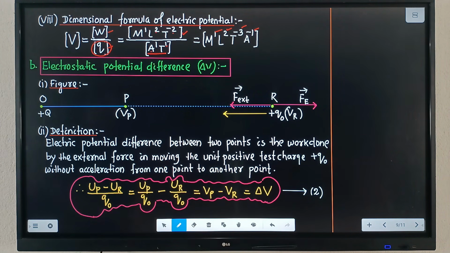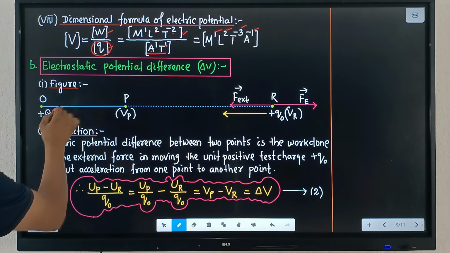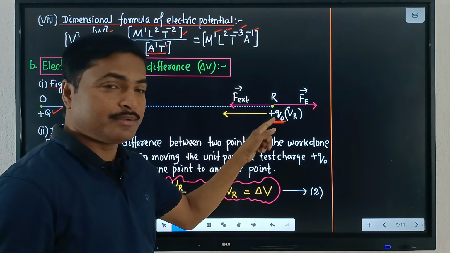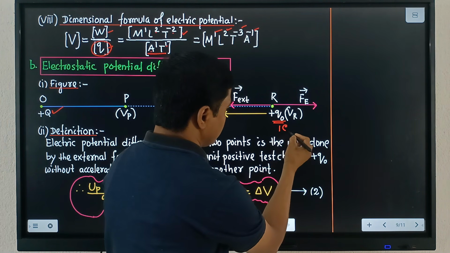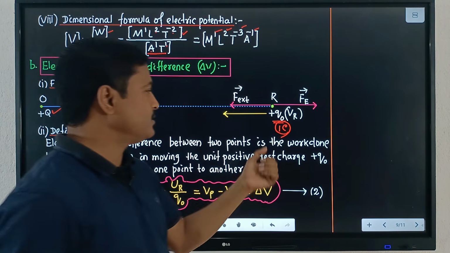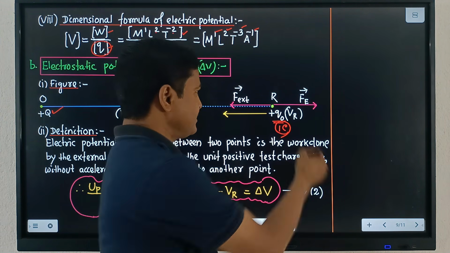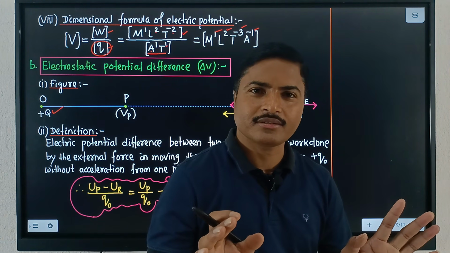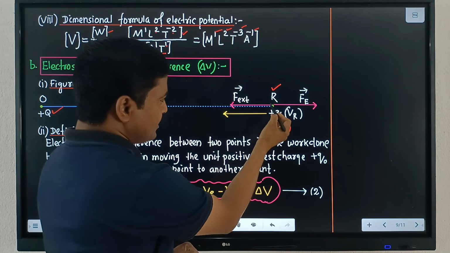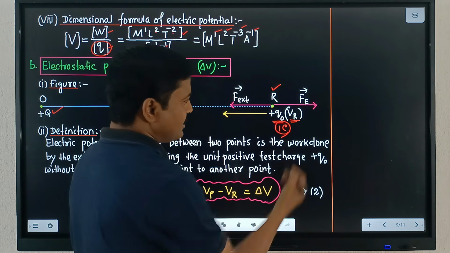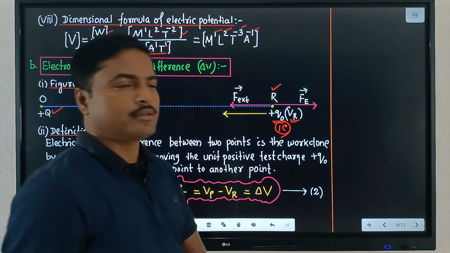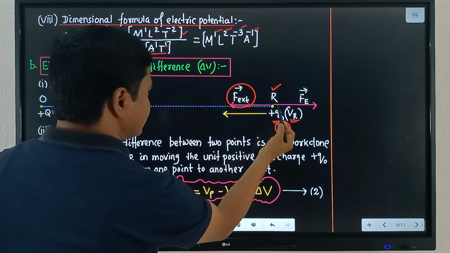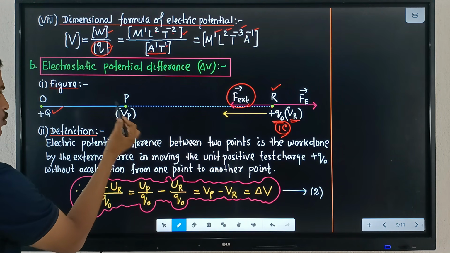Look at the figure. This is the source charge, you know, that is plus Q. This is the test charge, and here that is the unit positive test charge. Its magnitude is equal to 1 coulomb. Initially, the unit positive test charge is situated at point R at a finite distance, not infinite distance, so the potential at point R we write as VR.